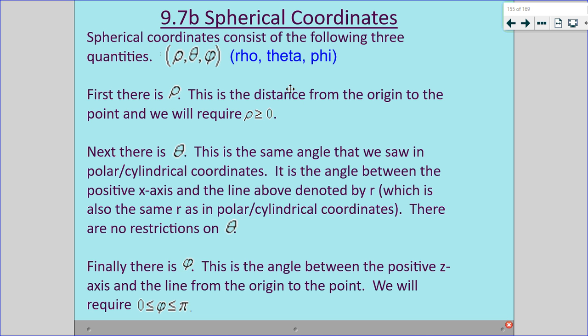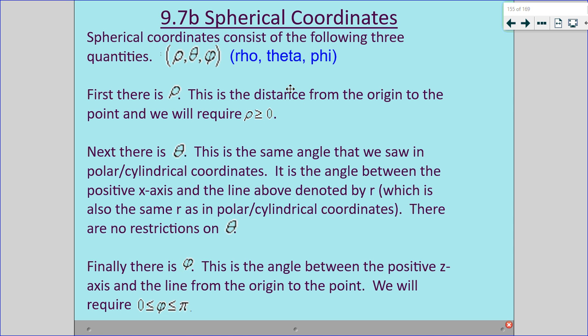And lastly, we have phi. Phi is the angle between the positive z-axis and the line from the origin to the point. And phi, at most, can be pi. So this particular coordinate system uses 2 different angles instead of other coordinate systems which only use maximally 1 angle. So it's a little more rotational heavy in terms of the geometry.